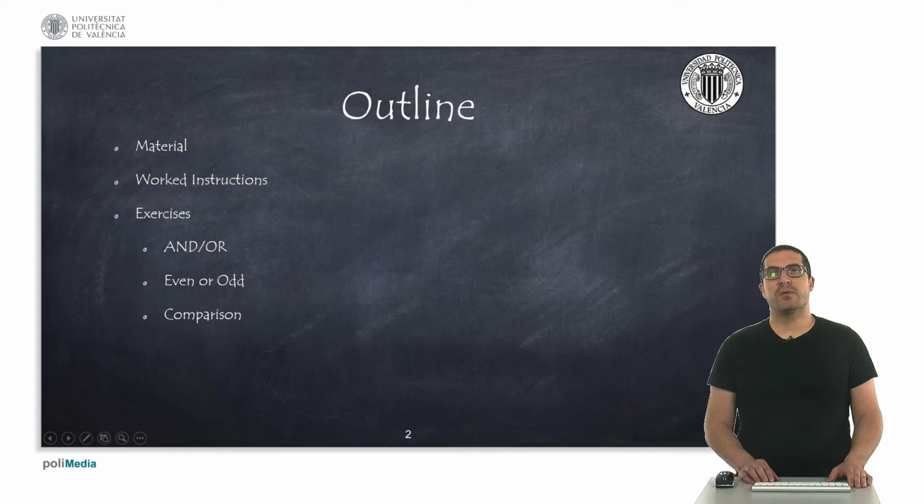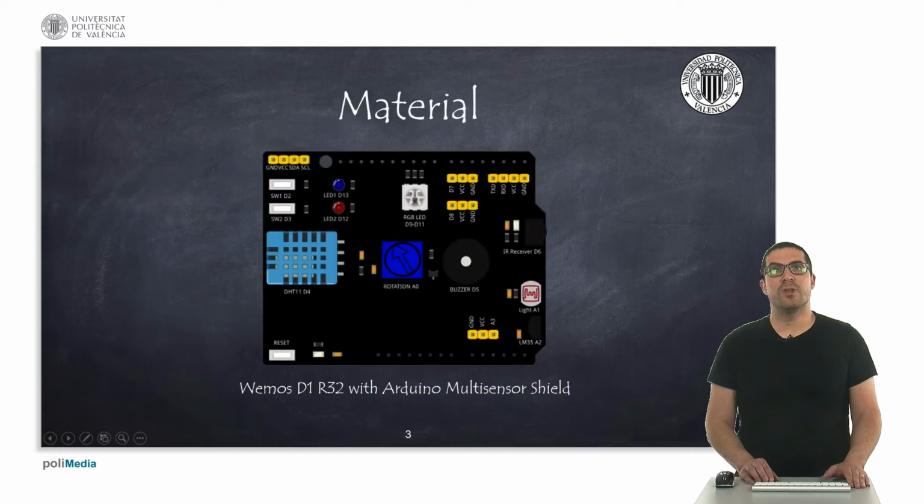So, this is the outline of the presentation. I will first introduce the material that we will work with, then I will introduce the specific instructions that we will work with in this presentation, and then I will introduce you to three specific exercises that use these logic instructions in Facilino. So let's start with the material. It's as usual the Wemos D1 R32 board together with the Arduino multisensor shield.